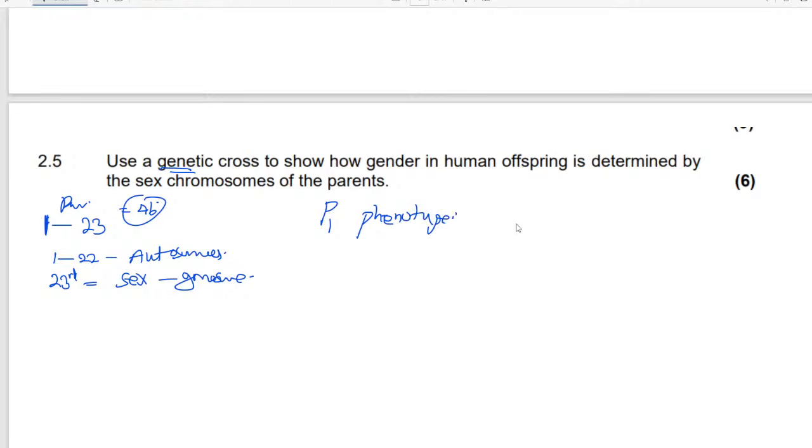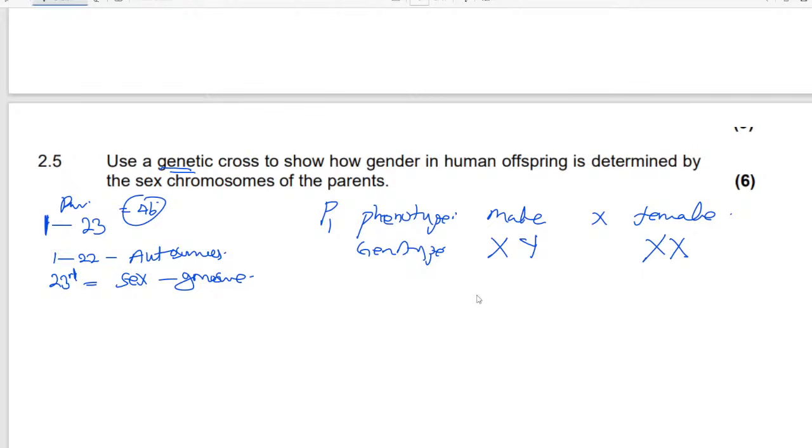So what are you going to say here on the phenotype? You're going to say male, then crossing with female. And then for the genotype, you come here and tell us that this is X, this is Y. Remember, males have one X chromosome and one Y chromosome. So this one is going to be XY.